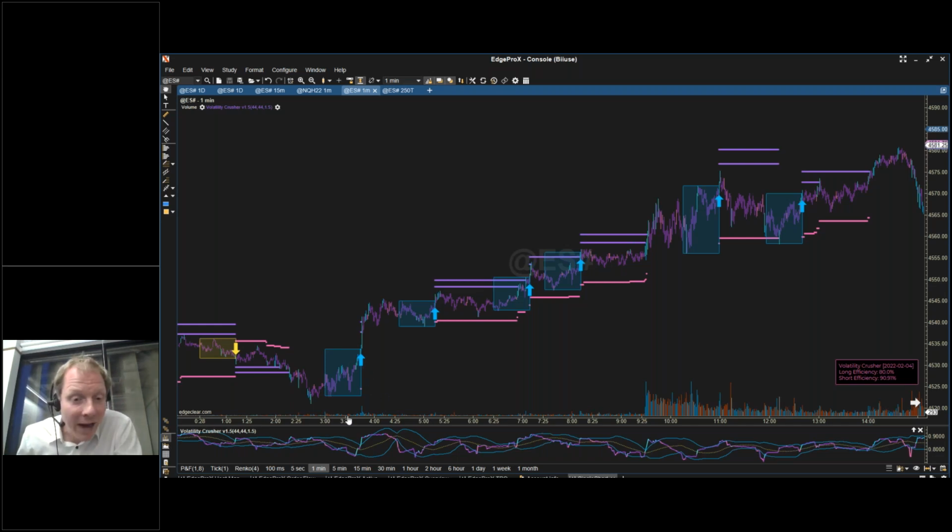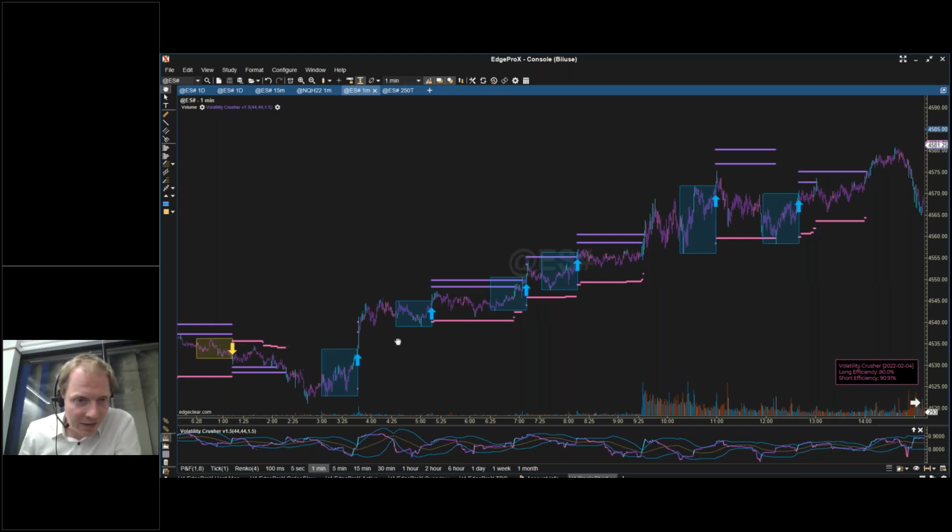And if these two factors come together, statistically speaking, and based on our research, chances are that price will continue in the direction of the breakout. And this is exactly what this indicator is trying to do. So let's have a look at some of the examples.